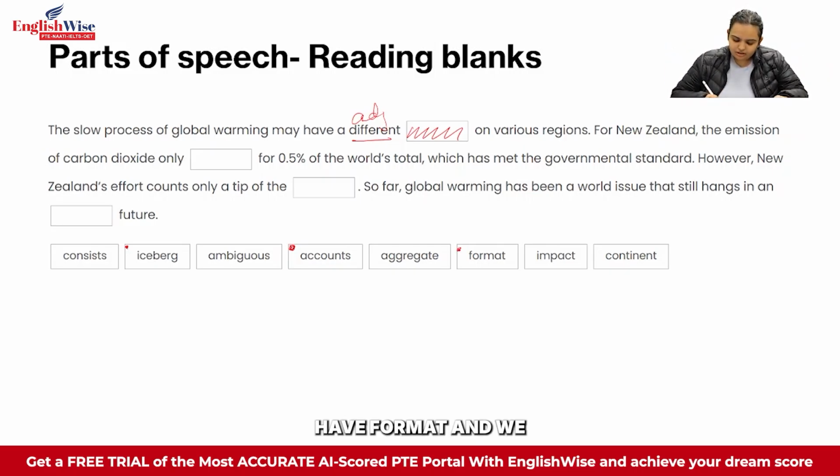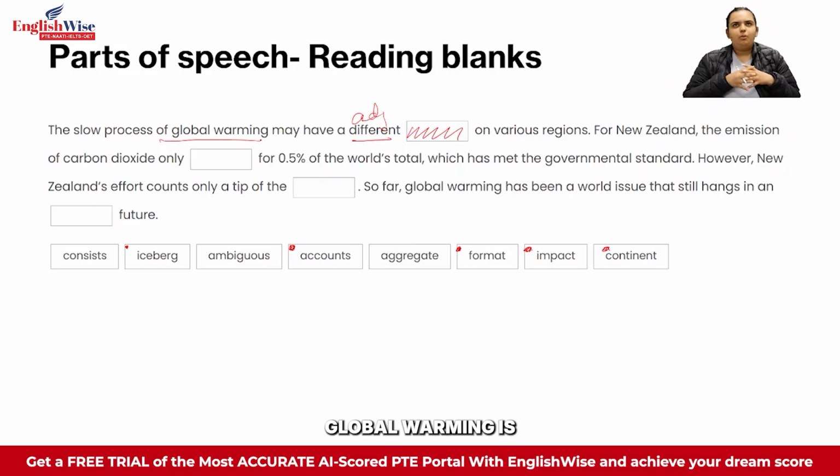Again, lastly, we have format, and we have impact, and we have continent as nouns over here. So whenever you have something on something here, we are talking about global warming, we can't have different iceberg. It cannot make different icebergs in regions. Different accounts doesn't make sense either. Format, again, it cannot change the format or the shape of something. So the last thing we are left with is continent or impact. Again, continent, global warming is not making a new continent, but it is really having some consequences. So I'll put impact as my first answer.